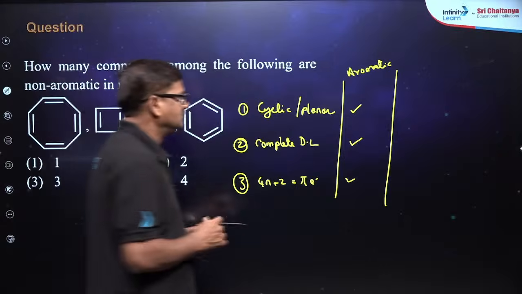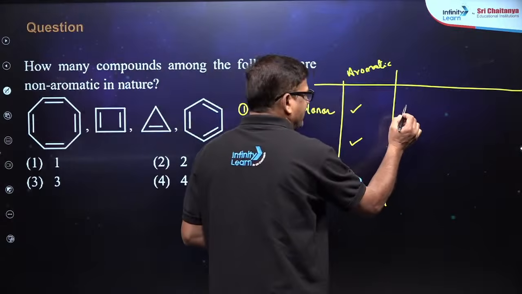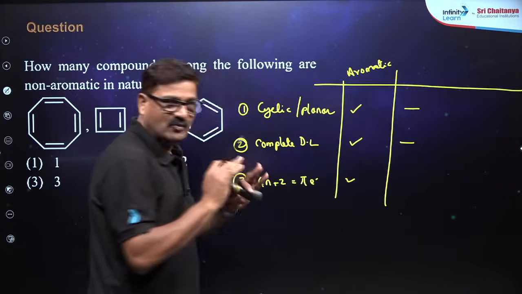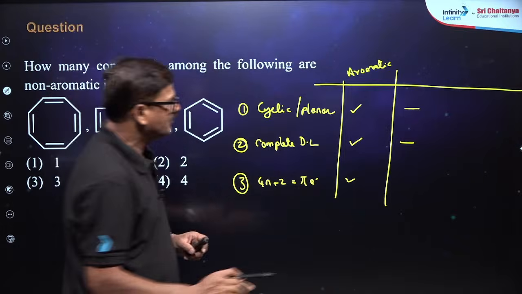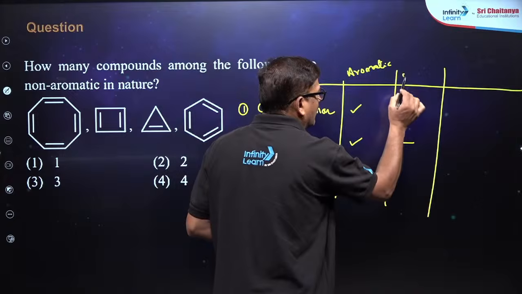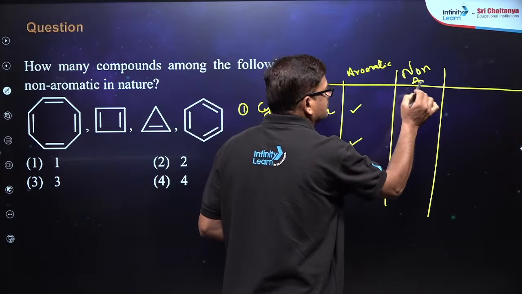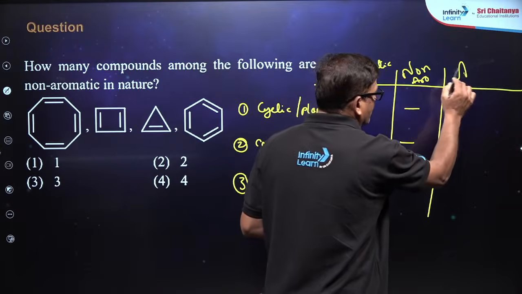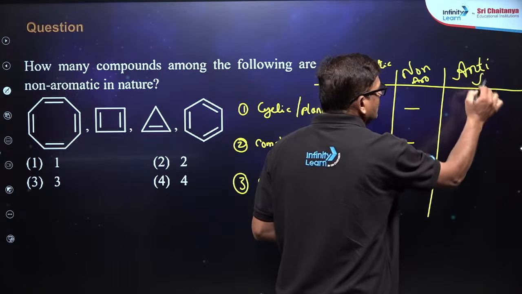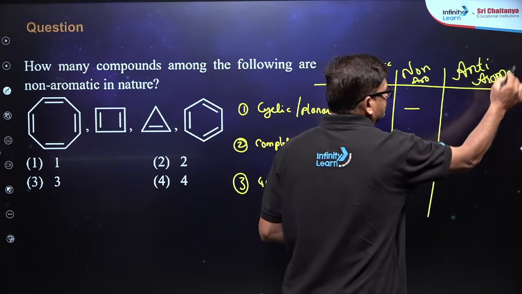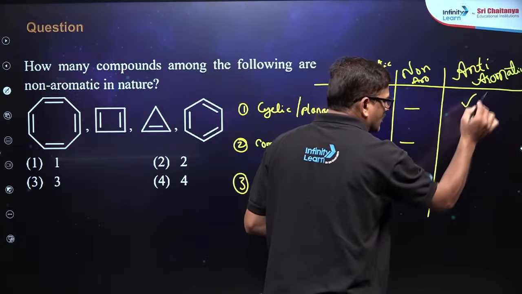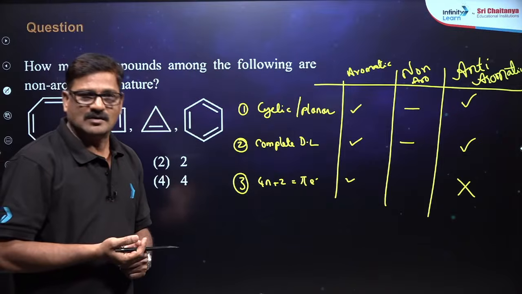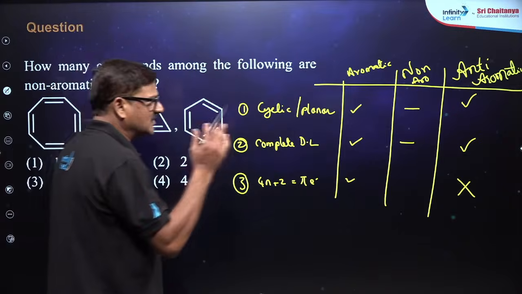If any one of the first 2 points is missed, you need not check the third point. You can say it is non-aromatic. And if you take an anti-aromatic compound, it's super unstable. It obeys the first 2 points, but it will not obey the Huckel rule. So I want to say this is anti-aromatic.